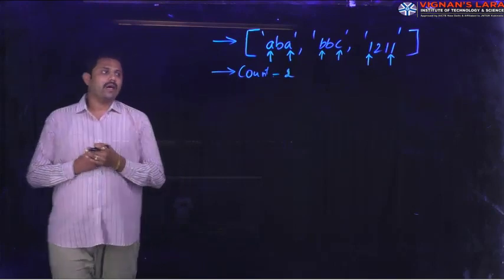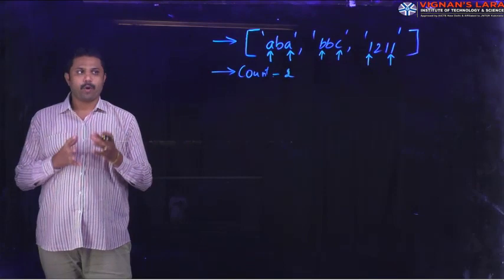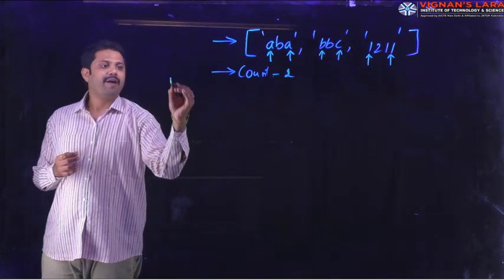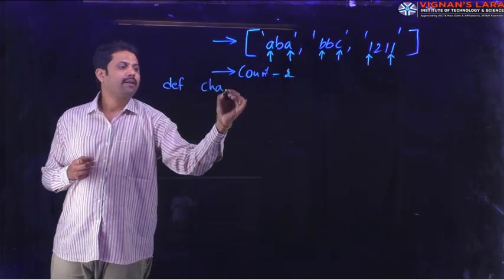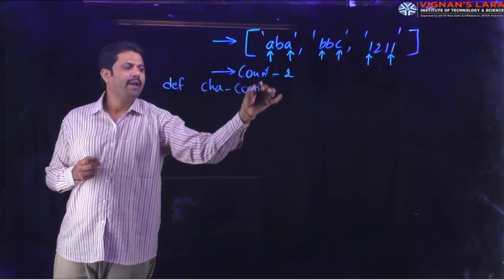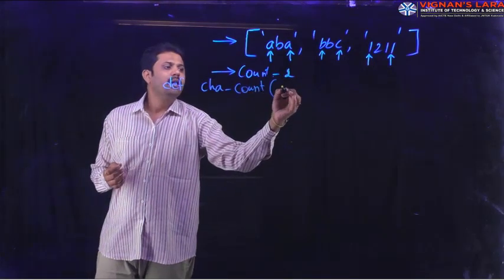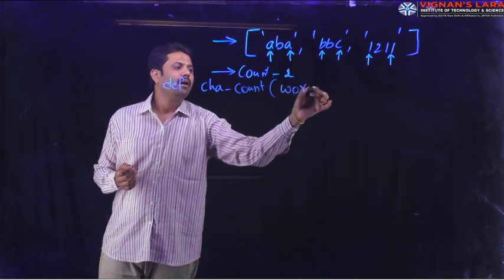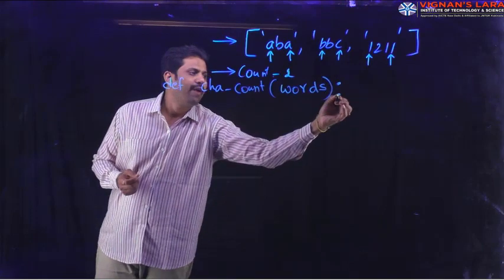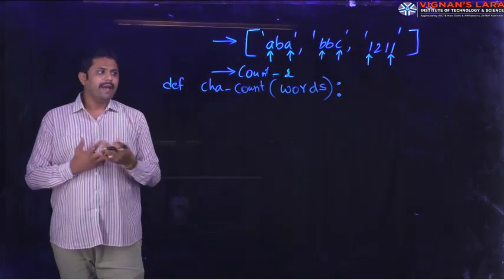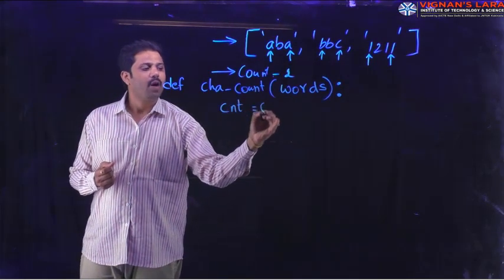Like this, to perform this operation, you are going to create a program by defining a function with def, character count. I am writing a function. This is my function, character count. Here I am passing words. In this function I am taking a variable count. Initially count is 0.